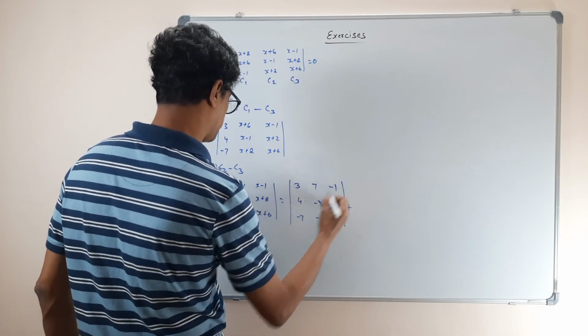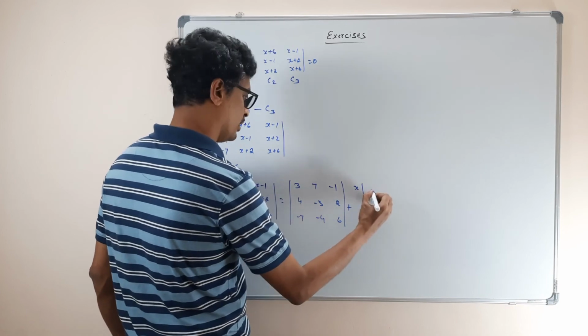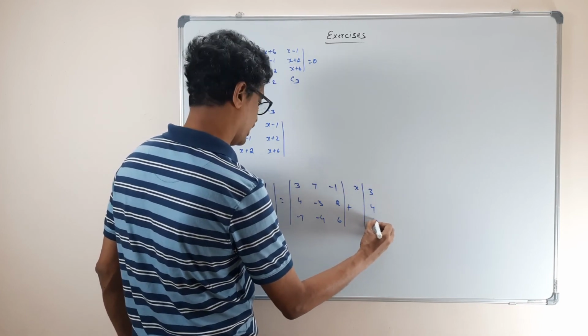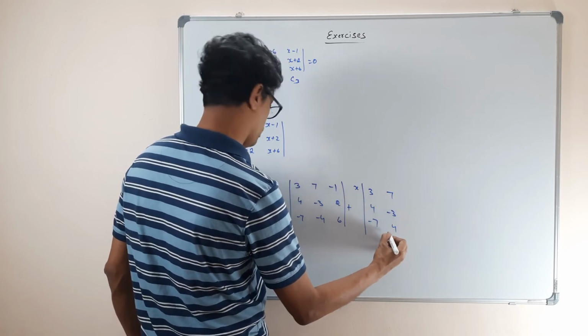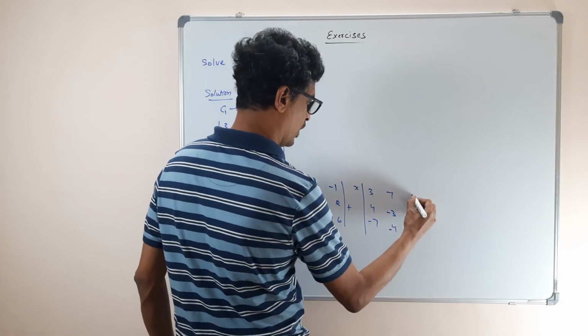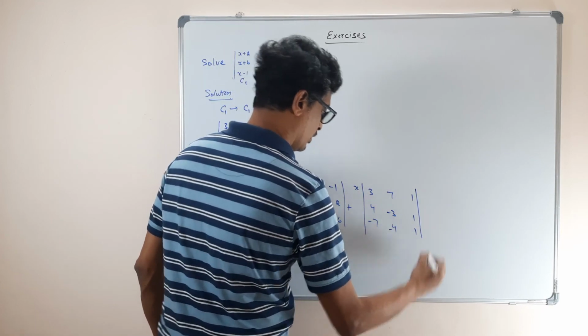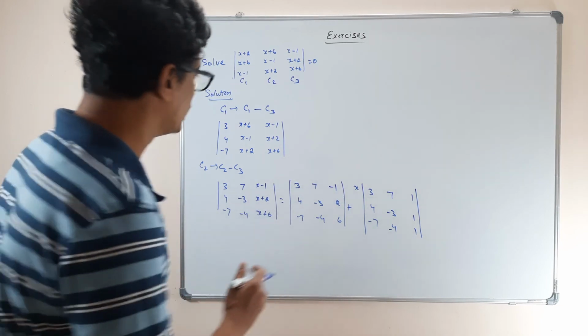We can take out the x commonly outside. So it becomes 3, 4 minus 7, 7 minus 3, 4 minus 4 and this is 1, 1, 1. So now you can solve it. I am not going to solve this problem. What you can do is this is equal to 0.